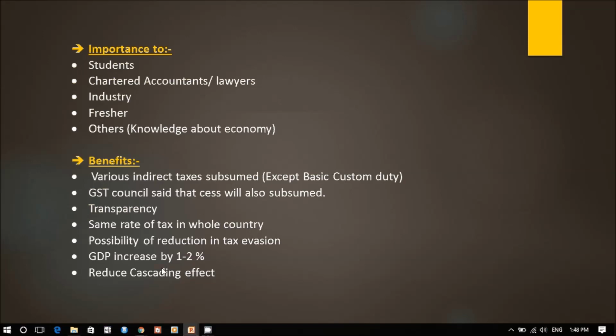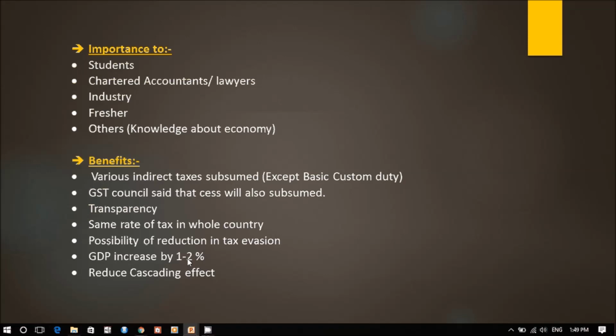And if I talk about the GDP increasing by 1 or 2%, it's the information in the market that the GDP would increase by 1 or 2% when the GST comes into the tax regime. How? GDP can be increased because there would be a transparent system of taxation, and a lot of certainty. It indicates that foreign investment can also come to India because they have to comply with a lesser number of tax laws.